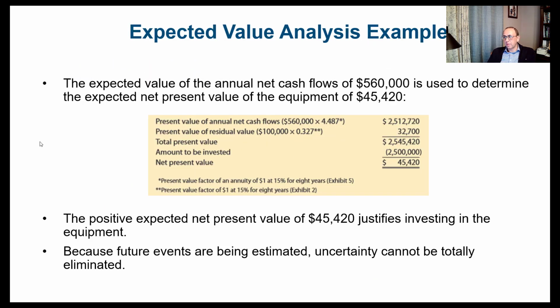So the expected value of the annual net cash flow of $560,000 is used to determine the expected net present value of the equipment the same way we've done it before. So we get the 560 multiplied by the factor, and then we also have the present value of the residual value. That would give us the total present value, subtract from it the amount of investment, which is 2.5 million, and that would end up giving us a positive net present value of $45,420.